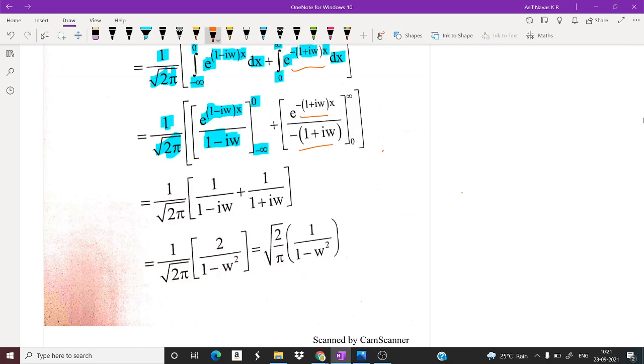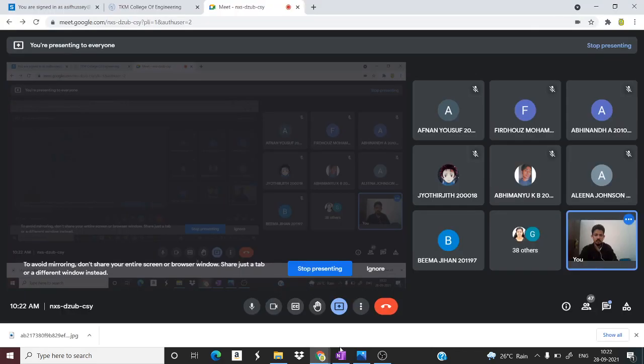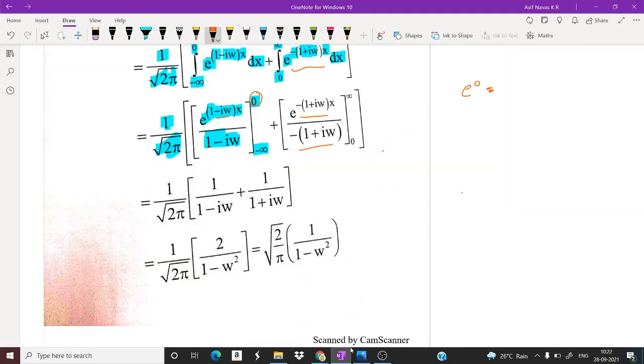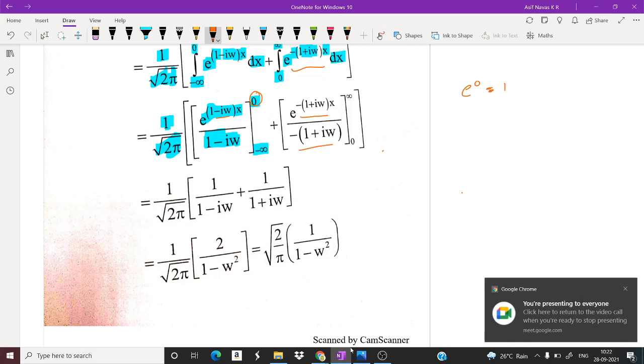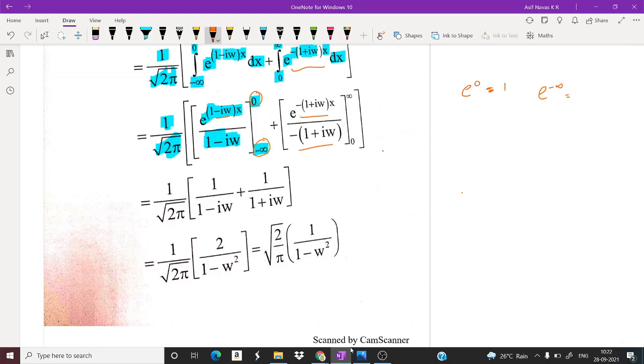So what is e raised to 0? What is the value of e raised to 0? If I am applying the upper limit here, you will get (1 minus i omega) into 0, that is e raised to 0. Anybody tell me what is the value of e raised to 0? 1, right? And what is the value of e raised to minus infinity? If I am applying the limit here, e raised to (1 minus i omega) into minus infinity is e raised to minus infinity. So what is the value? 0. Okay. So you will get 1 minus 0.